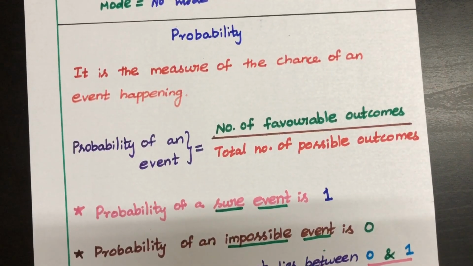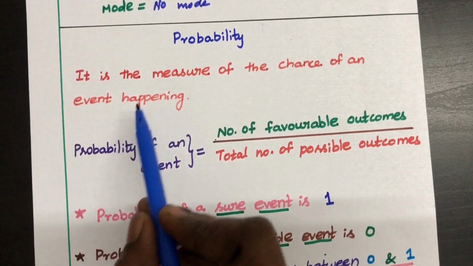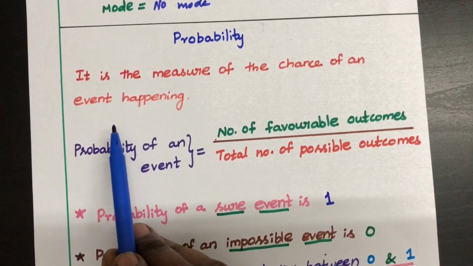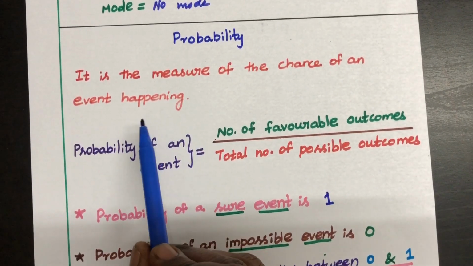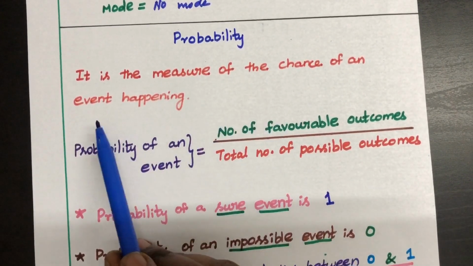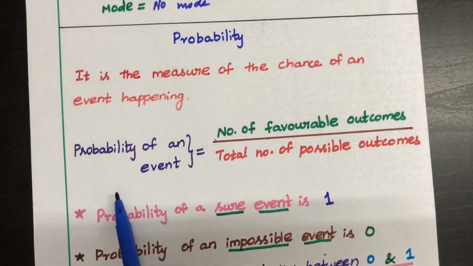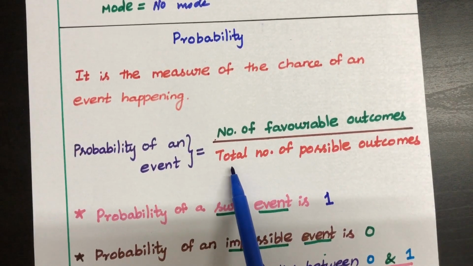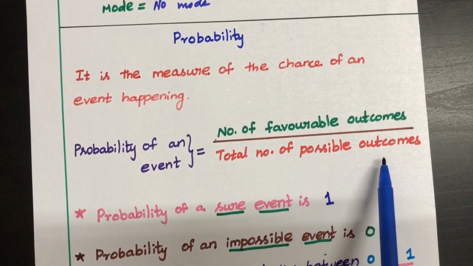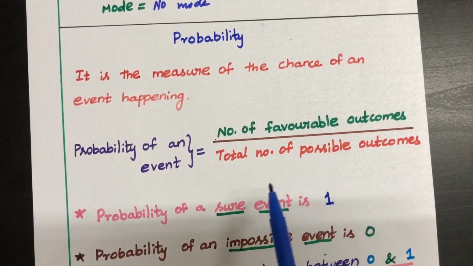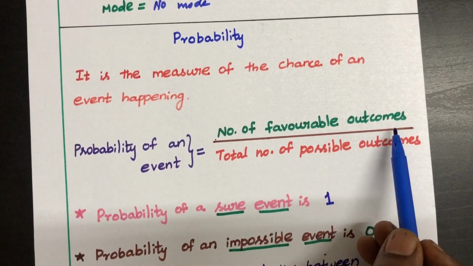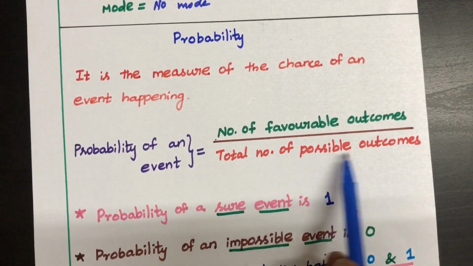Next, probability. What is probability? It is the measure of the chance of an event happening, whether the event will happen or not. This is the chance, right? Probability of an event is equal to the number of favorable outcomes divided by the total number of possible outcomes. For example, whether the rain will come tomorrow or not. This is a probability.